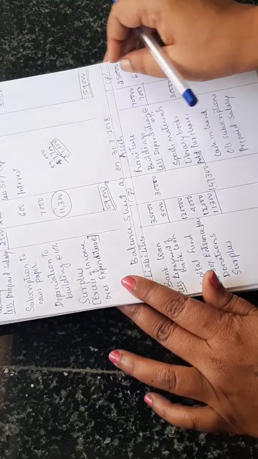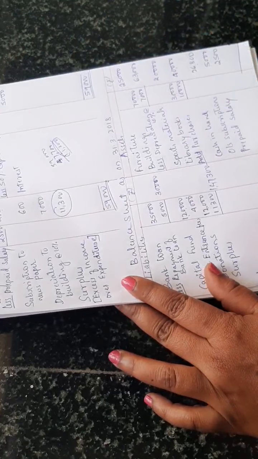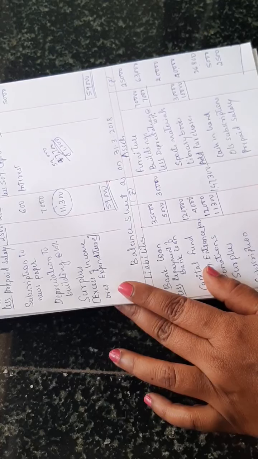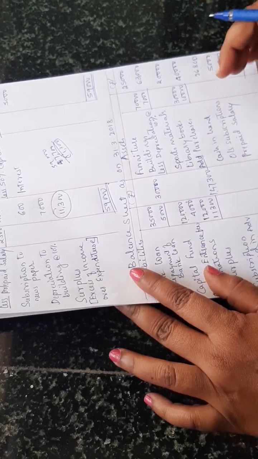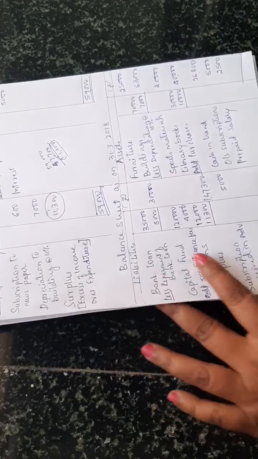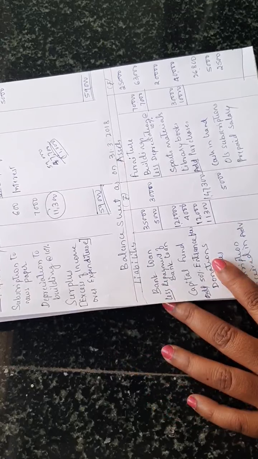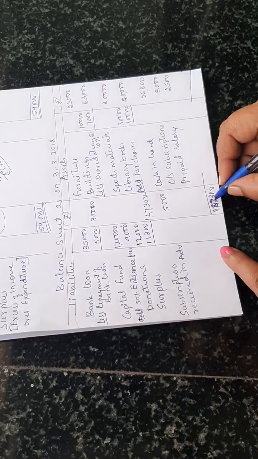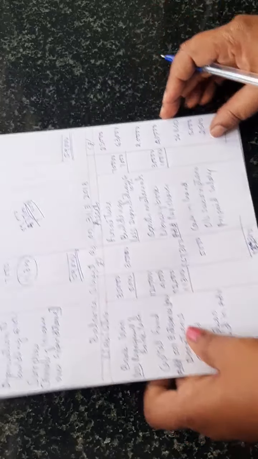So advance income received has to be written on this side, and I forgot it. So subscription received in advance for the year 2018-19, 5,000. So if we add 5,000, 82,300 is now correct. 1,82,300. Yes, and this side also will get the same.